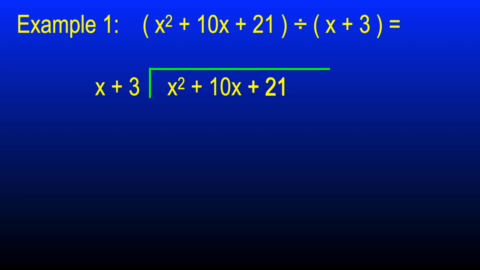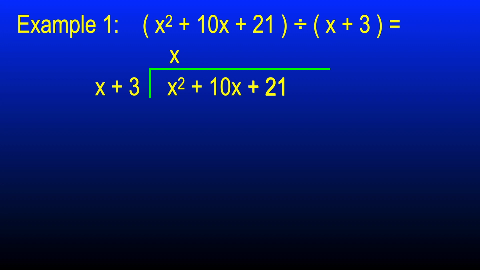So, in this case, the first term of the dividend is x squared. And the first term of the divisor is x. So, yun lang i-divide natin. X squared divided by x or x squared over x. So, ganun lang yon. The answer is x. So, write x sa taas ni x squared. Ayan, x. Then, magmumultiply tayo ng dalawang beses.